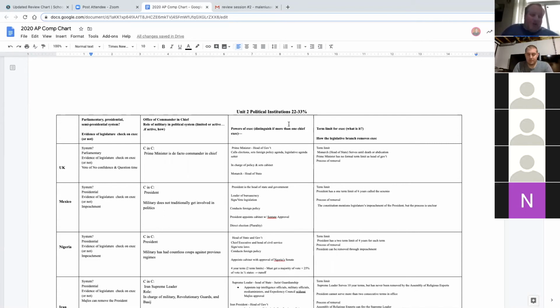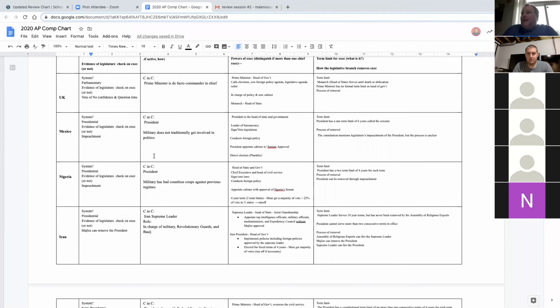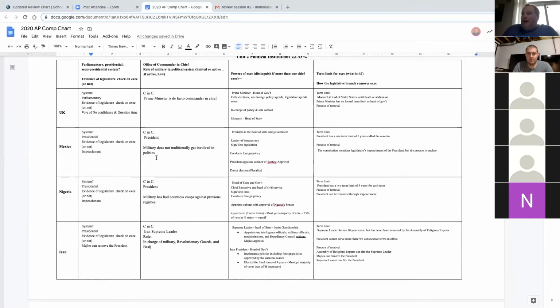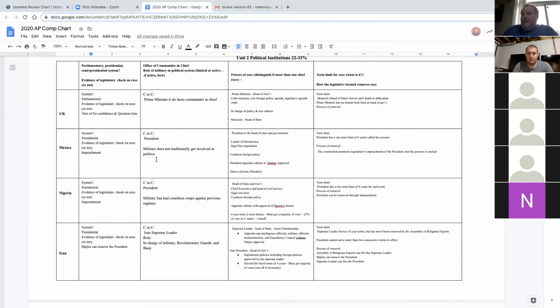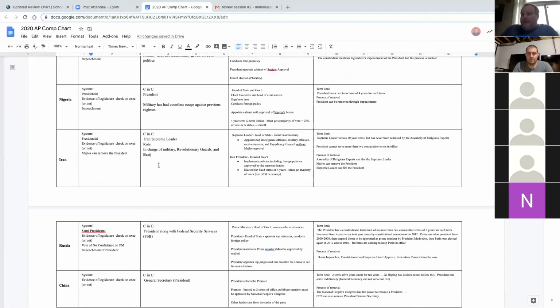So we have 3 charts. And the first chart that we're going to look at right here on my screen is the parliamentary, presidential, semi-presidential system, term limits, and powers of the executive branch. They like to point out that, yes, most countries that we study right now are presidential or parliamentary, but you guys should know that one of the countries is a little weird. It's semi-presidential. That's Russia. They have the combination of the president and the prime minister.